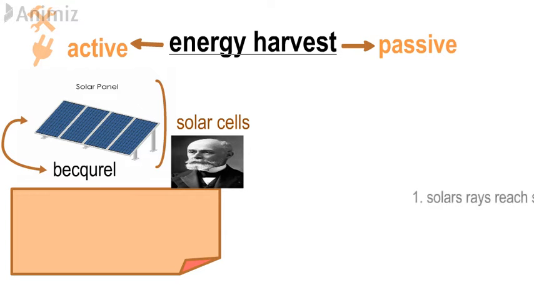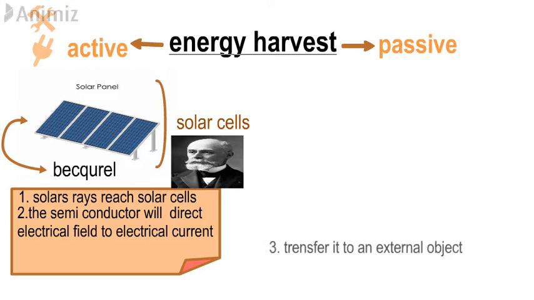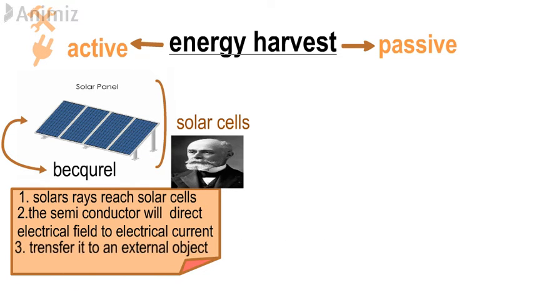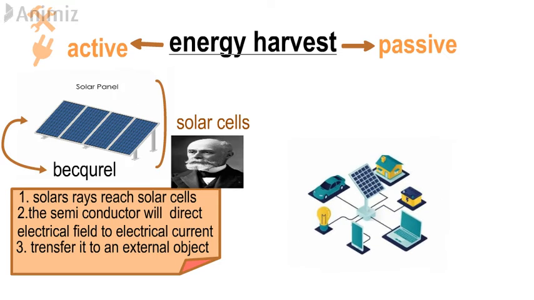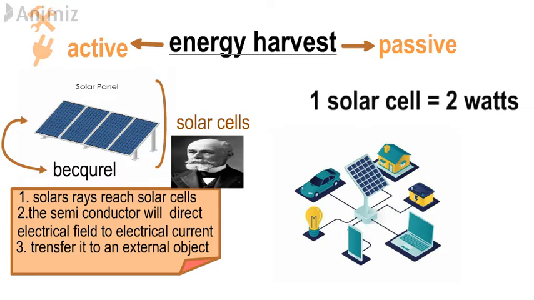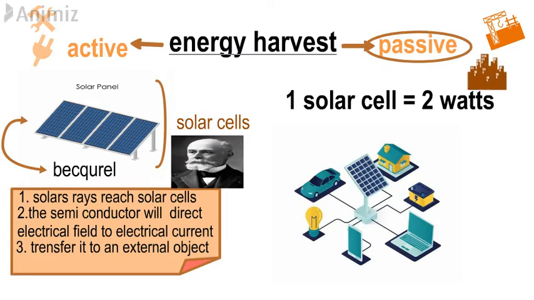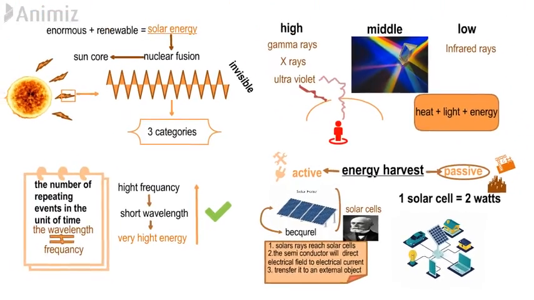When the solar rays come from the sun and reach the solar cells, the semiconductor in them helps to direct the electrical field to the electron current, then transfer it to an external object, which can be a small calculator or a whole power station. And you have to keep in mind that one solar cell can generate 2 watts of energy, while the passive harvest is often involved in the design of buildings, what we call solar architecture.